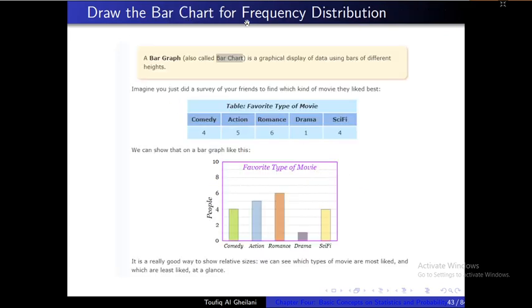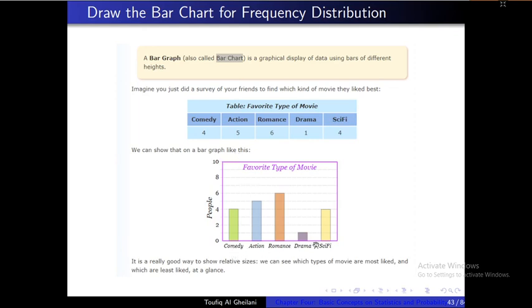Now draw the bar chart for a frequency distribution. A bar graph, also called a bar chart, is a graphical display of data using bars of different heights. Imagine you just did a survey of your friends to find which kind of movie they liked best. So this table, titled favorite type of movie: comedy 4, action 5, romance 6, drama 1, sci-fi 4. We can show that on a bar graph like this.